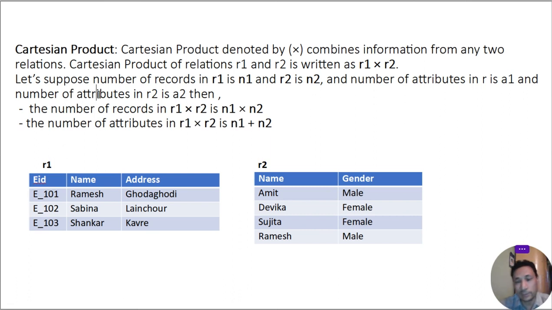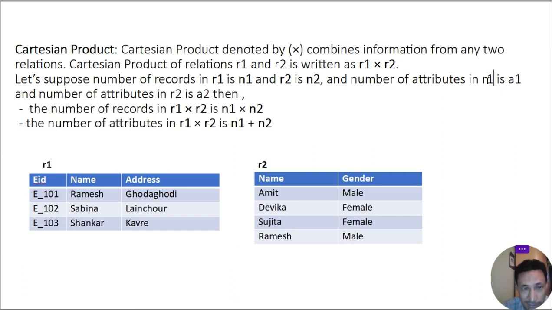Cartesian product. Cartesian product is denoted by the multiply sign that combines information from any two relations. The Cartesian product of relations R1 and R2 is written as R1 × R2. Let's suppose the number of records in R1 is N1 and in R2 is N2, and the number of attributes in R1 is A1 and in R2 is A2. Then the resulting relation means R1 × R2.